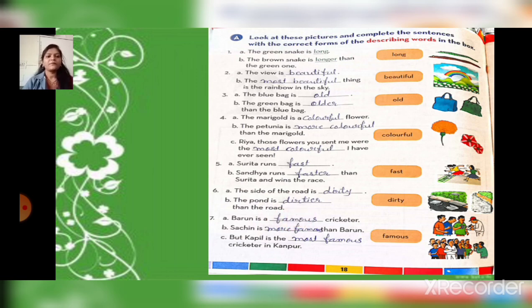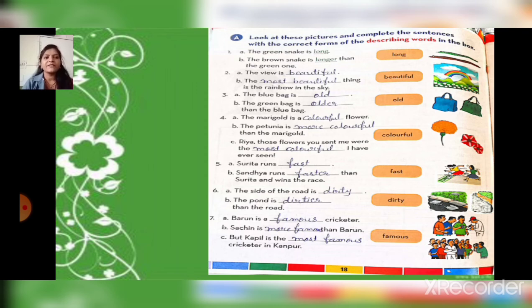7. Varun is a famous cricketer. Sachin is more famous than Varun. But Kapil is the most famous cricketer in Kanpur. So Varun is a famous cricketer. This is a positive degree. Sachin is more famous than Varun. There is a comparison between Sachin and Varun. So comparative degree. But Kapil is the most famous cricketer in Kanpur. लेकिन कपिल वो सबसे ज़्यादा famous है. So this is a superlative degree.